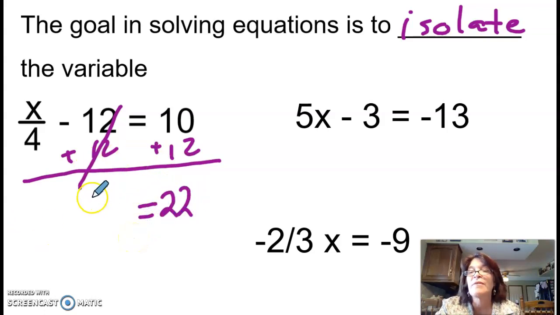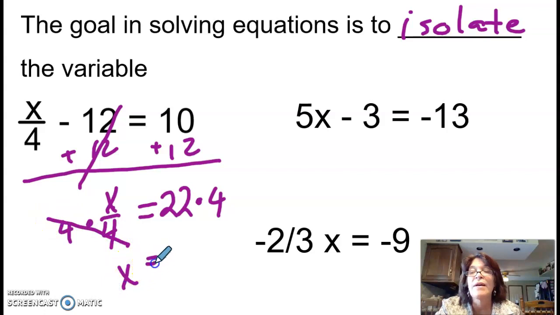Okay, I still, of course, have the x divided by 4 as well. So I have something divided by 4 equals 22. Sometimes people see it right there. If you don't, though, you still undo what is being done to x. X is being divided by 4, so I'm going to multiply both sides by 4. Because when I multiply both sides by 4, I get 4x over 4, and 4 over 4, as we know, is 1. So I have x equals 88. Of course, to double check it, I would take my answer that I got, 88, and put it back in for x. 88 divided by 4 is 22. 22 minus 12, yep, that's 10.